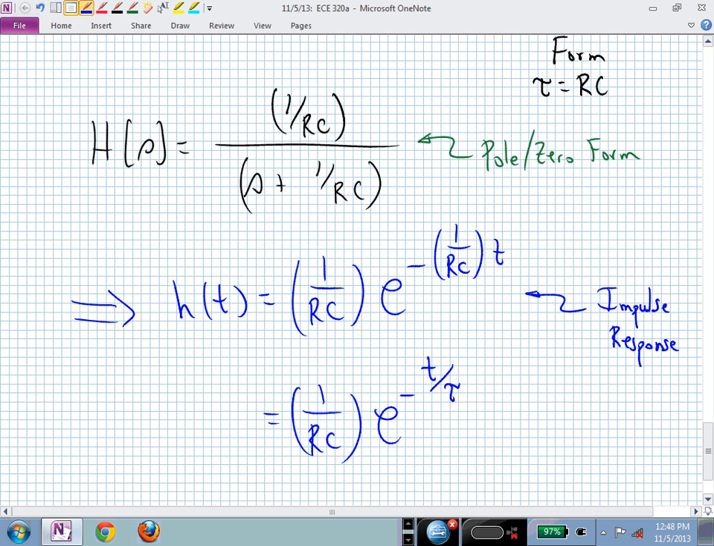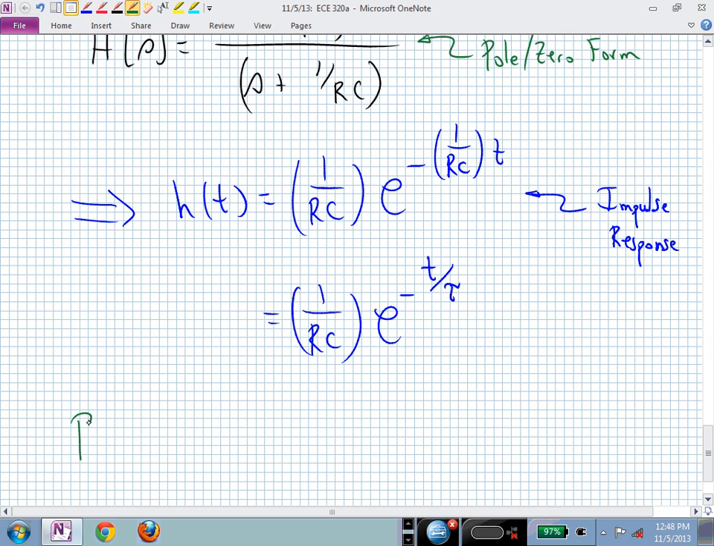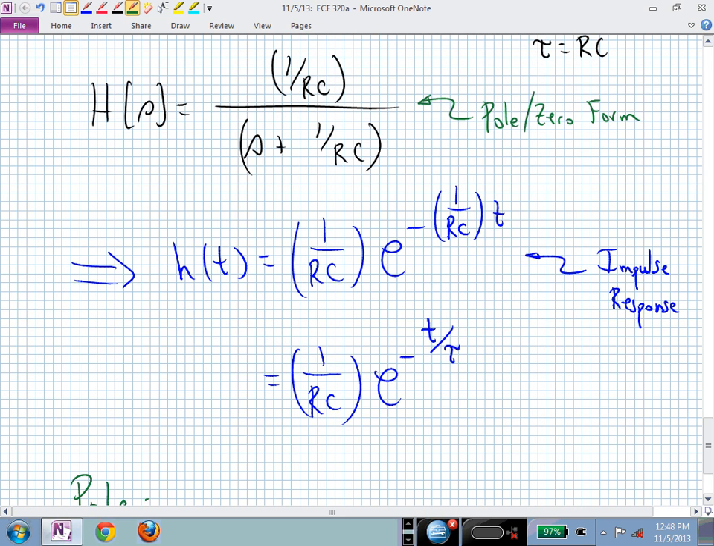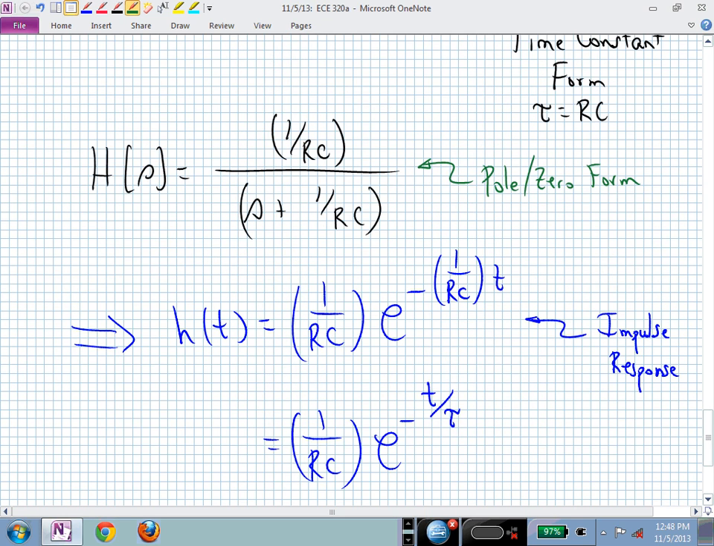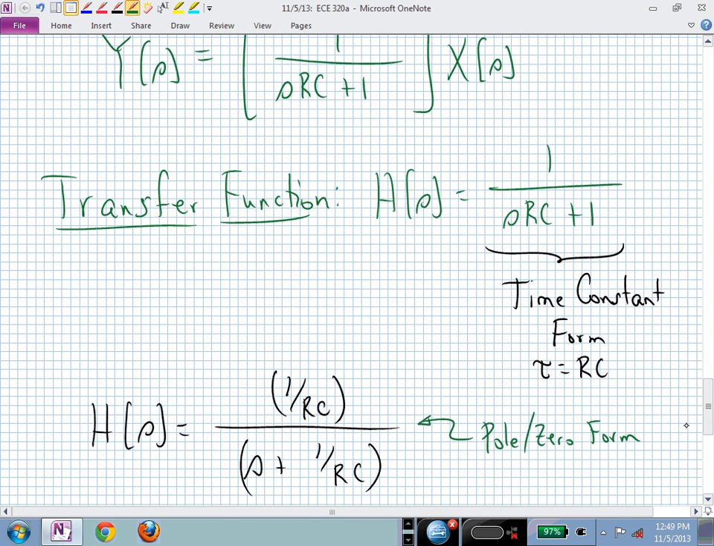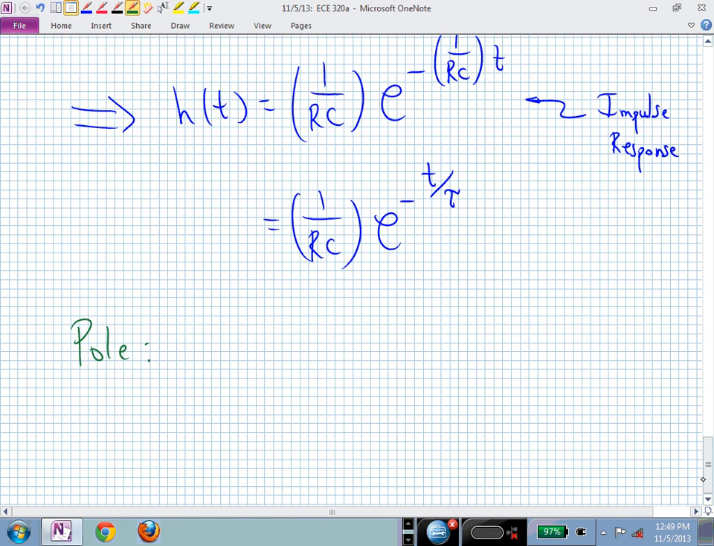And that also is influenced by where your pole is. Where's the pole in this particular system? It's wherever the denominator vanishes for finite values of S. And you could solve it immediately from that pole zero form of your transfer function, or more indirectly from the time constant form. You just set your denominator equal to 0. If we did that in the time constant form, we have S RC plus 1 equal to 0. And we see that the pole zero form gives us that location immediately.